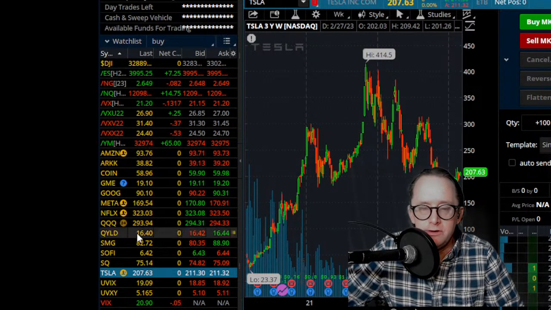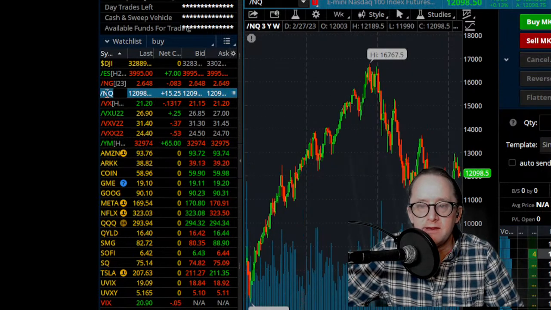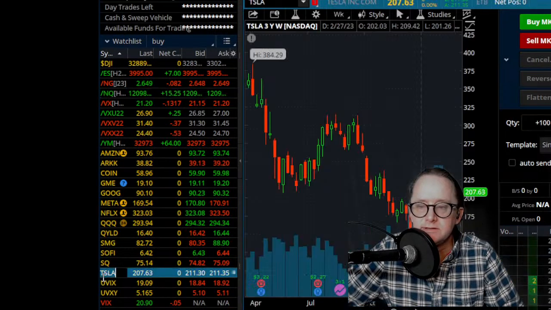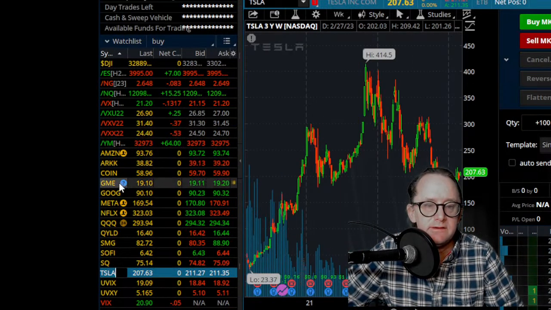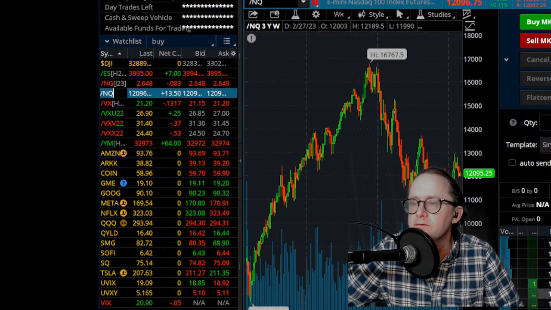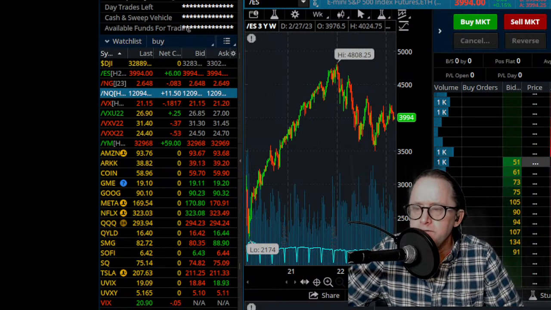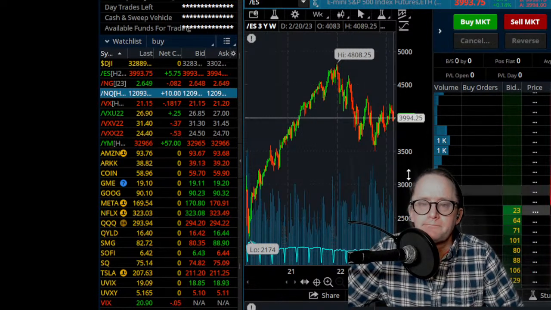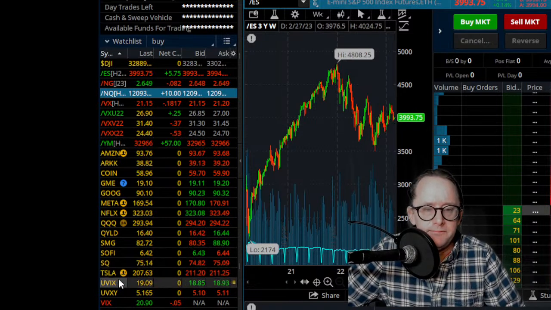When looking at a chart like this, it would be instructive to also check out the NASDAQ. NASDAQ kind of looks similar, right? Tesla, NASDAQ. And I think you'll find a lot of big tech stocks will look similar to the NASDAQ. If we really wanted to, we could put them next to each other here. There's the ES.